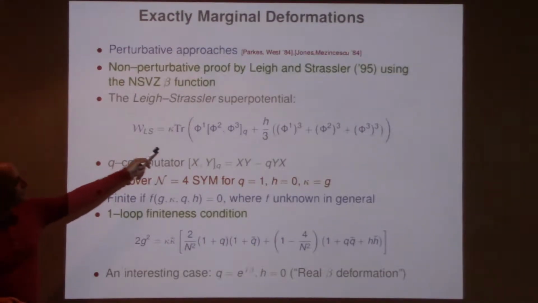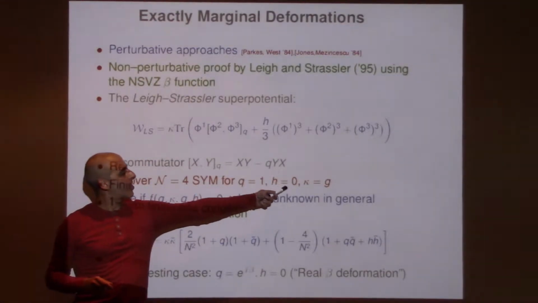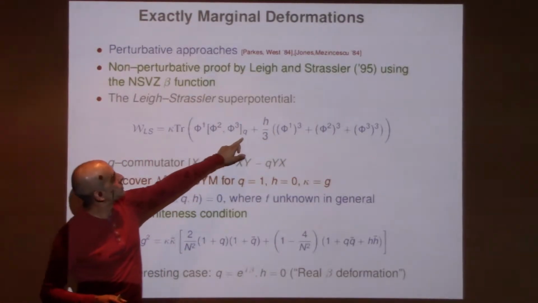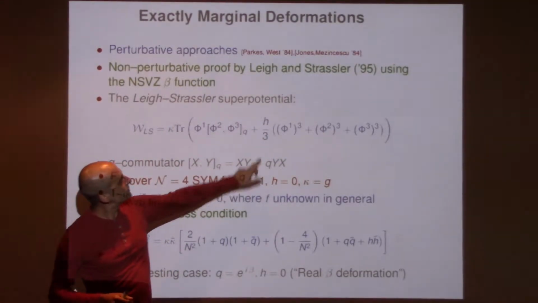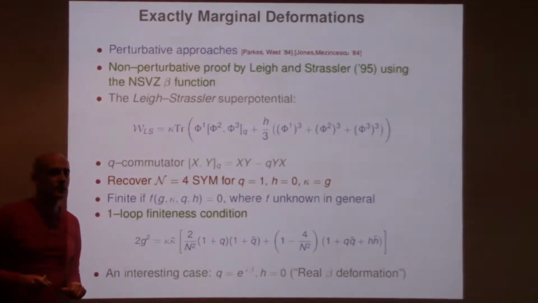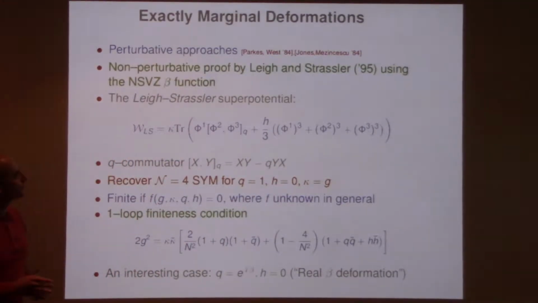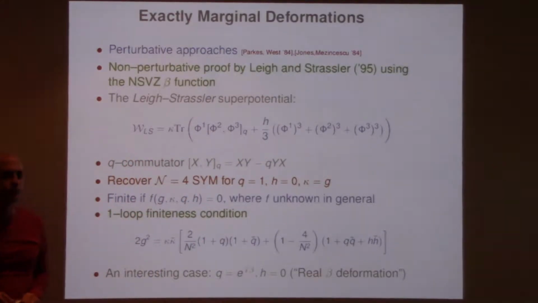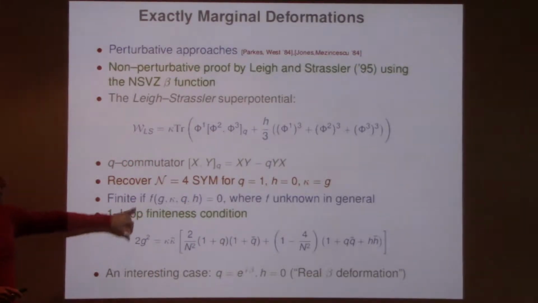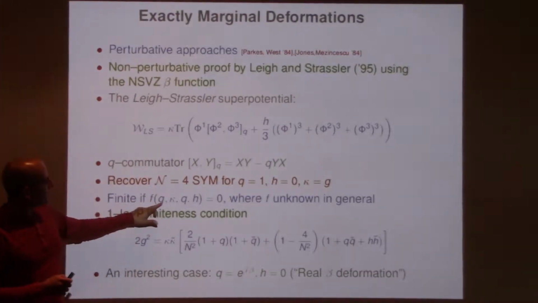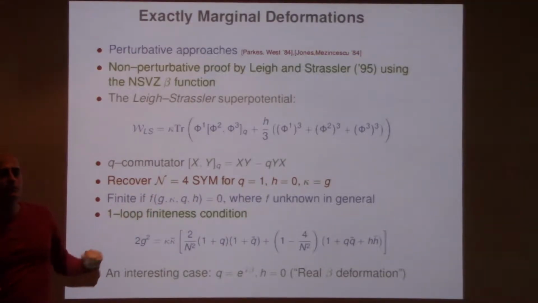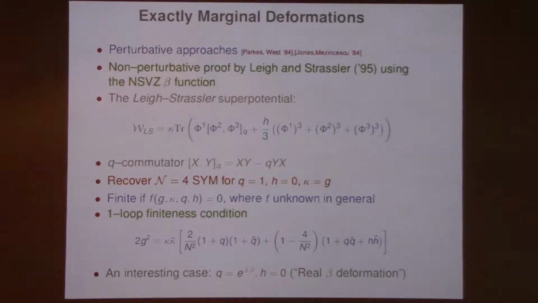So this gives us, if you take q to be 1 and h to be 0, this new h parameter, these are complex numbers. q is a complex number which appears like this. h is a complex number. kappa is a complex number. If you take this limit, this goes away, and you recover just N=4. F is a function of the gauge coupling kappa, h, and q, which if this function is satisfied, then this theory is superconformal. So we do not know this function.